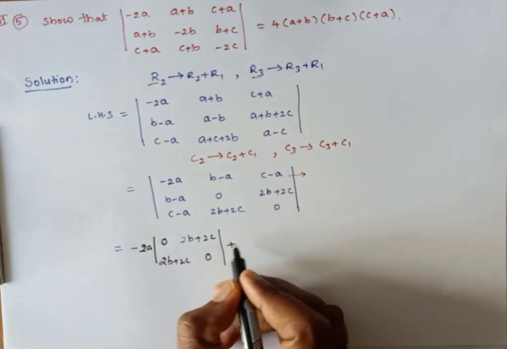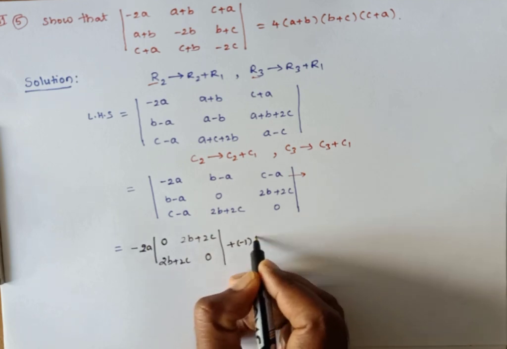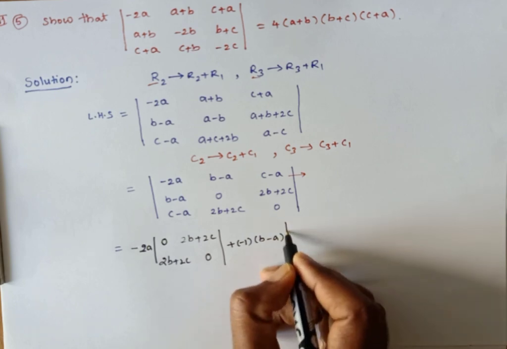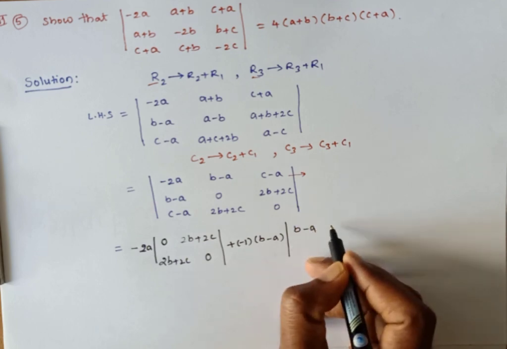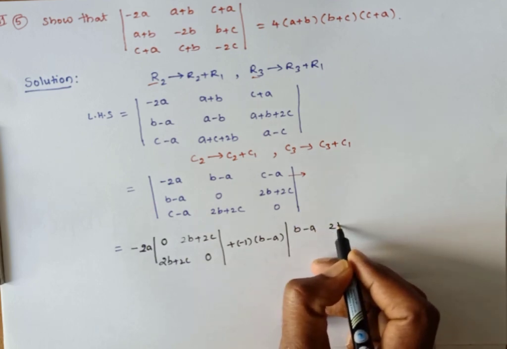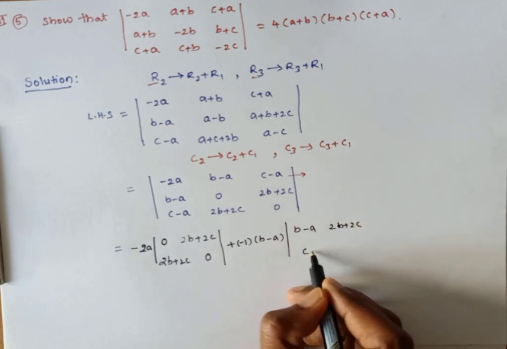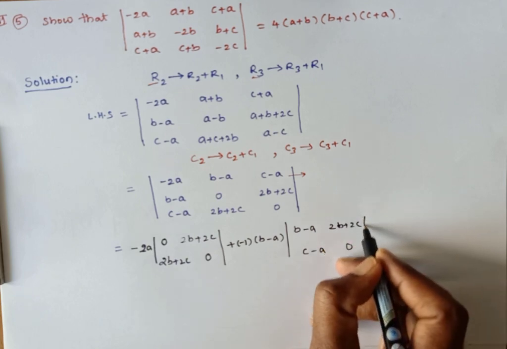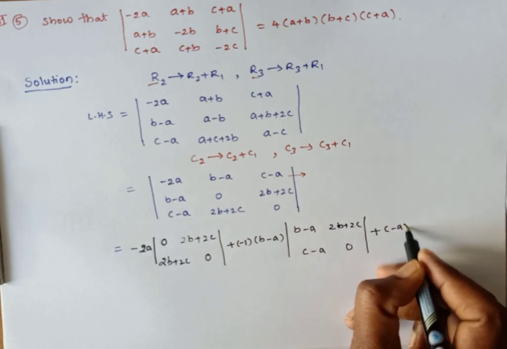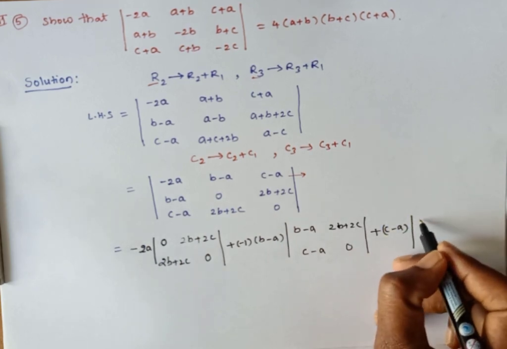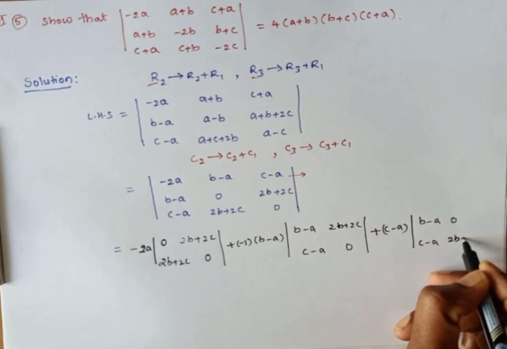Plus, so here the sign of this is minus 1 into the element b minus a times of, by deleting this row and column, the elements are b minus a, 2b plus 2c. And this is c minus a and 0. Next sign is plus into c minus a times of b minus a, 0, c minus a, 2b plus 2c.